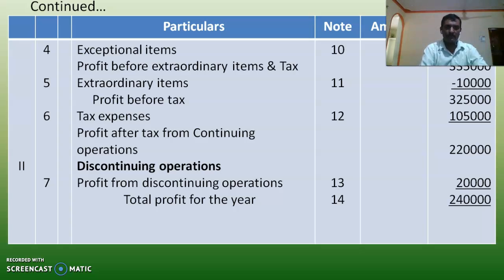And from that we have to subtract the tax expenses. Then there is a tax of 1,05,000, and after that we will get a profit after tax from continuing operations, which is 2,20,000. And then we have to record the information about the discontinuing operations, and regarding this we have got an amount of 20,000 through a note as profit from discontinuing operation, and we have a profit of 2,40,000 in total. In this way, we have to prepare the statement of profit and loss.